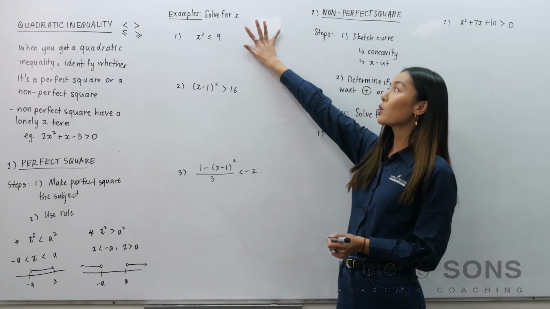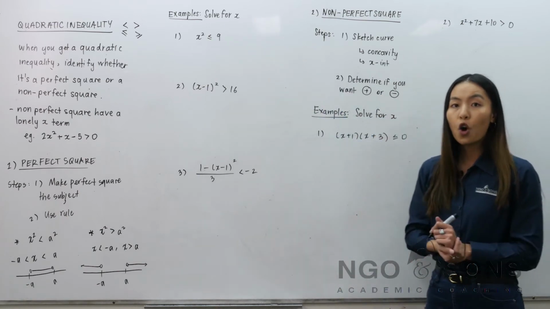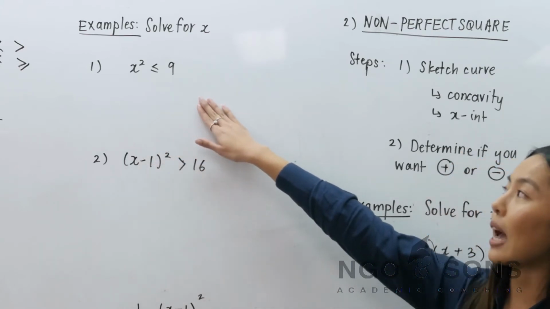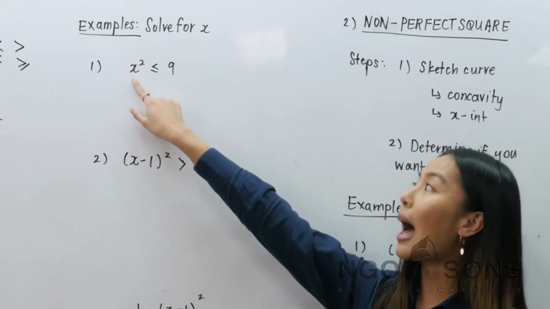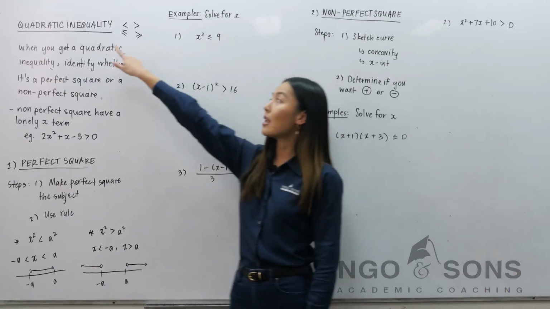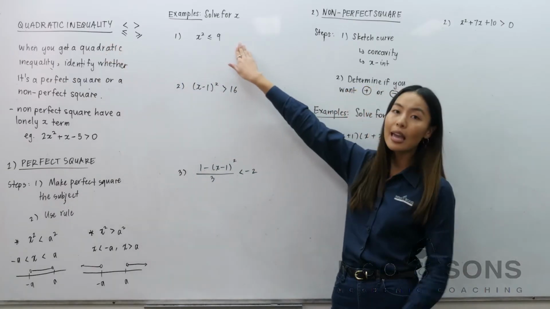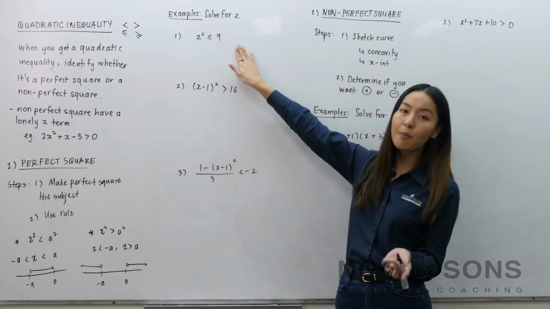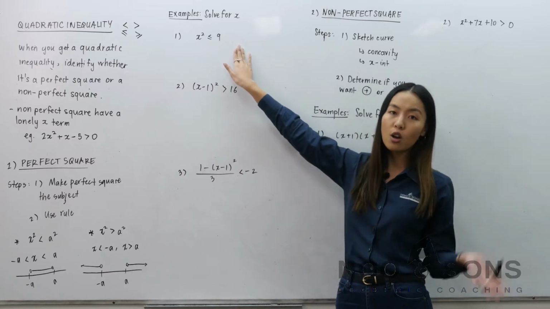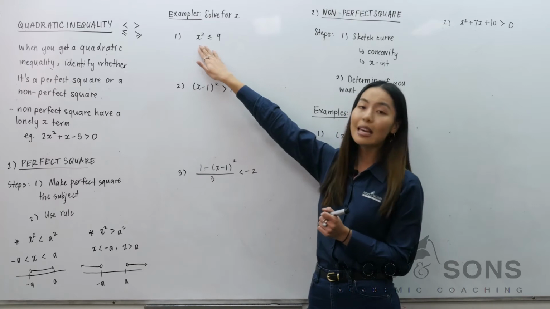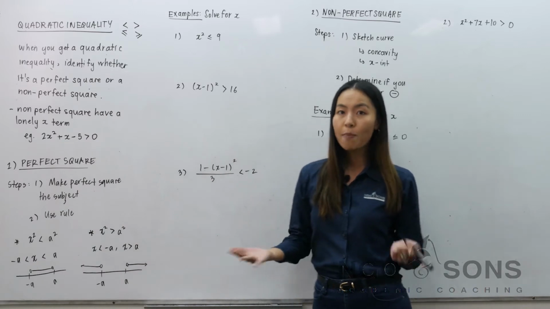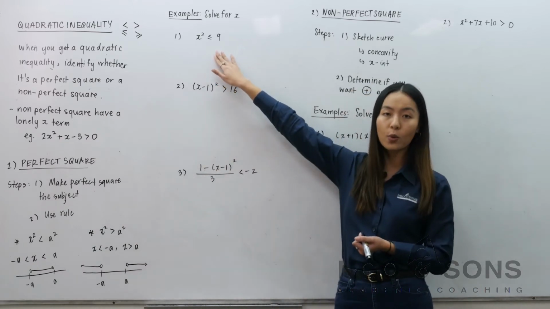In all of these examples, what we are going to do is solve for x. In the first question, I have x squared is less than or equal to 9. Note that the highest power of x is 2, therefore it's a quadratic. I have a less than or equal to symbol, therefore I have an inequality. So it is a quadratic inequality question. Now remember, you're going to determine whether it is a perfect square or a non-perfect square. Here, I see that there is no lonely x term. No lonely x term means that it's not a non-perfect square. It's a perfect square quadratic inequality.